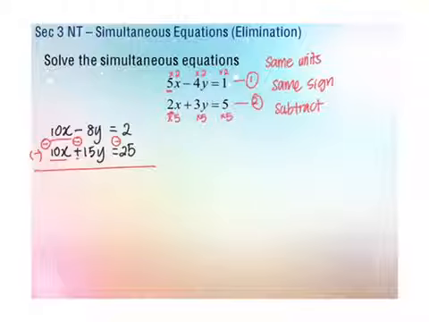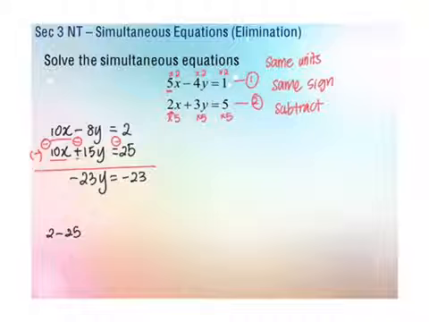There will be no more x. This one will be minus 8 minus 15 units of y. Okay, what will we get? We will get negative 23 units of y. Okay, and let me erase this away. Now this one over here, 2 minus 25, this will give me negative 23 as well. Okay, so this will be the y.